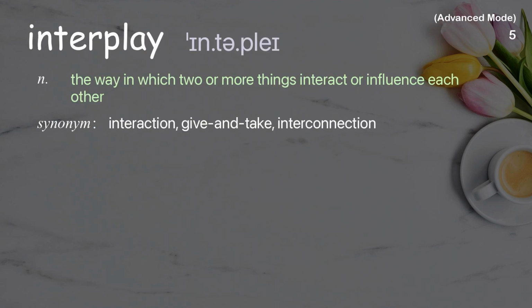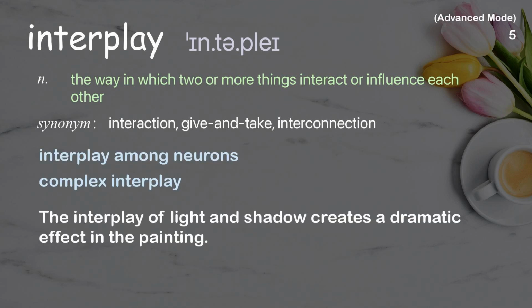Interplay. The way in which two or more things interact or influence each other. Examples: Interplay among neurons. Complex interplay. The interplay of light and shadow creates a dramatic effect in the painting.